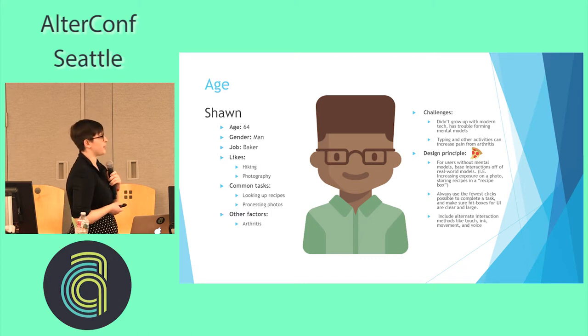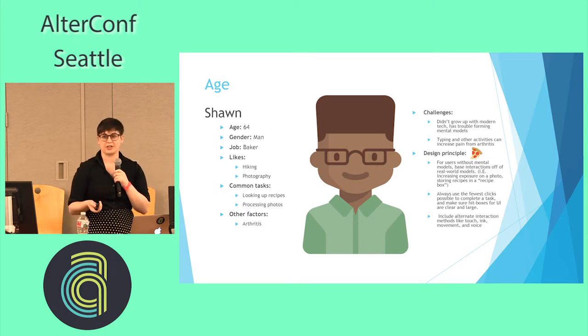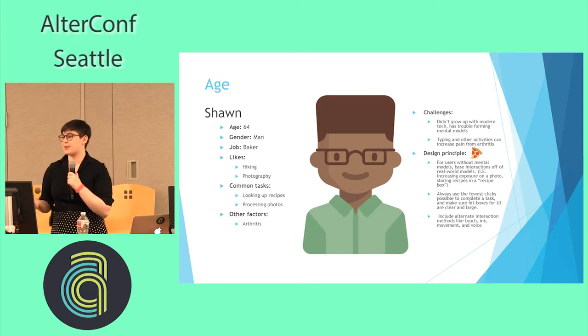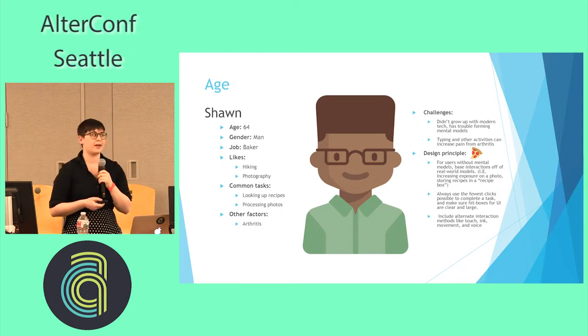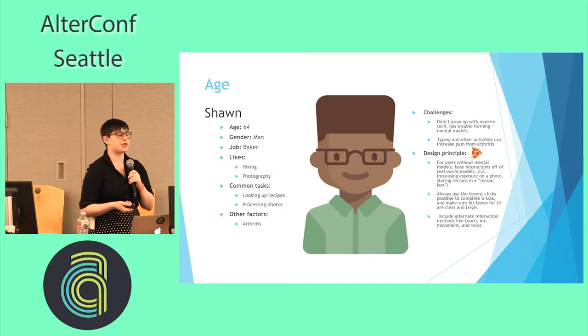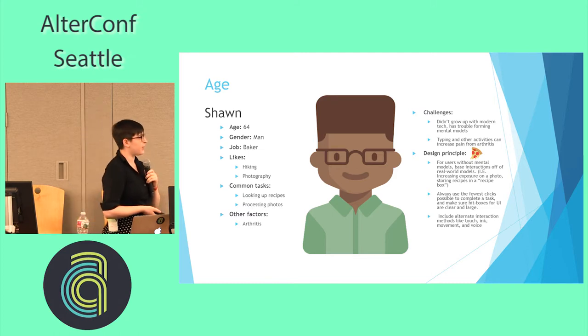So there are a few factors here. He's older, he's 64, so he didn't grow up with the same mental models of technology that many of us have, especially many of us in the tech industry, which tends to be younger. And he has arthritis, which makes input methods that are very common for us, like typing, a little bit harder for him. And there are a couple of things that we can do to address this.